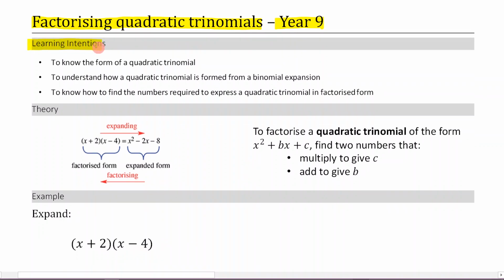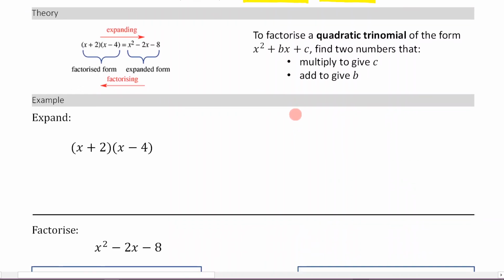What are our learning intentions for this lesson? To know the form of a quadratic trinomial, to understand how a quadratic trinomial is formed from a binomial expansion, and then to know how to find the numbers required to express a quadratic trinomial in factorized form. Okay, so let's begin by working through some theory here.